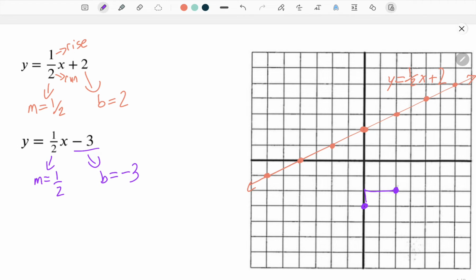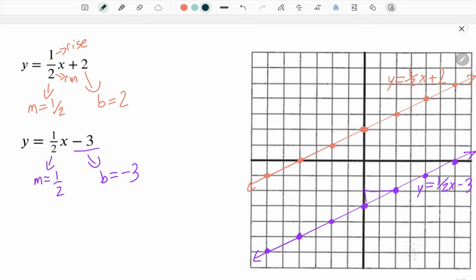Again, rise over run. And we can keep this up. Plot a few points, and you can go backwards as well. Again, you'll notice a pattern. Then connect it with a nice ruler. All right, and there we go. We've plotted that line, so let's label it. So y is equal to 1/2 x minus 3.